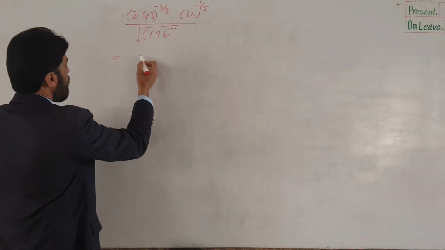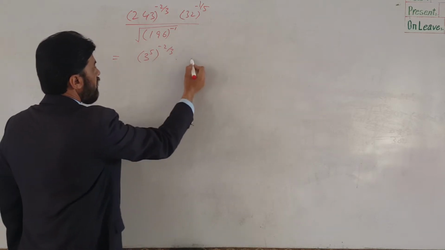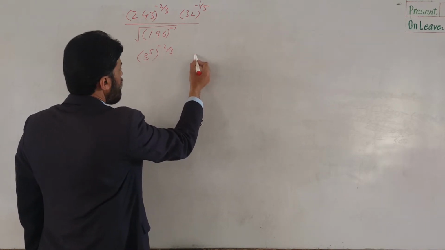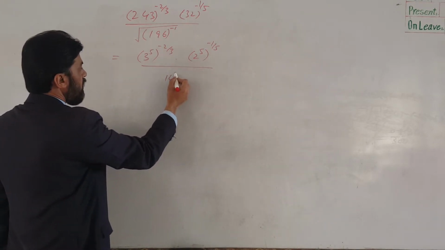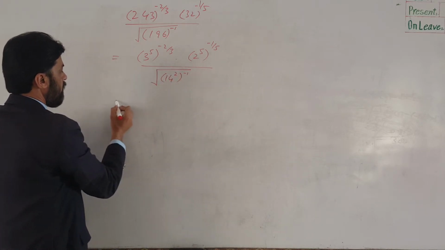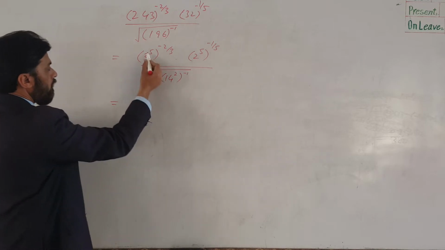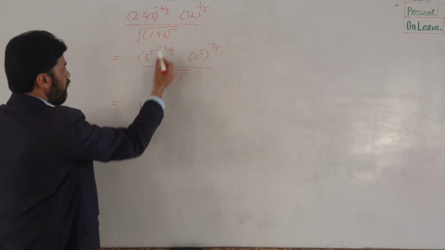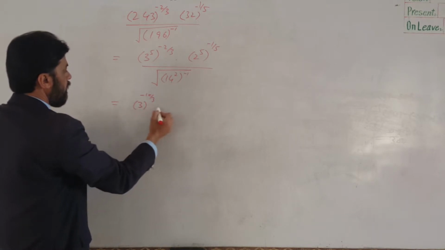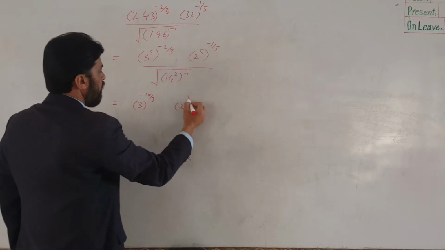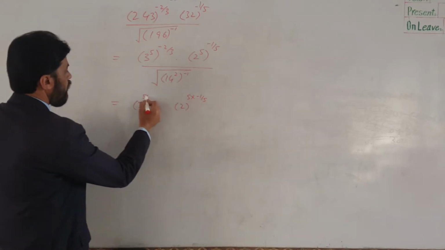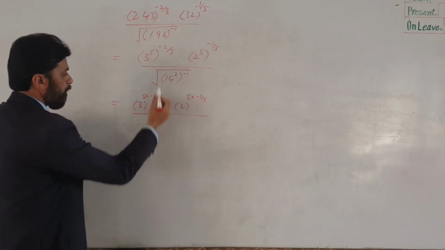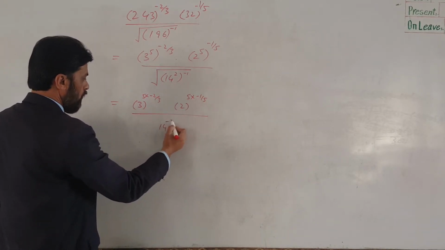Equal to 243, which is 3 raised to power 5, raised to power minus 2 by 3, times 32. Taking the LCM, 32 is equal to 2 raised to power 5, raised to power minus 1 by 5, over 196, which is 14 square, raised to power minus 1, whole under root. Using the law of power, 3 raised to power 5 into minus 2 by 3 is minus 10 by 3, times 2 raised to power 5 into minus 1 by 5, over 14 raised to power minus 2, whole under root.